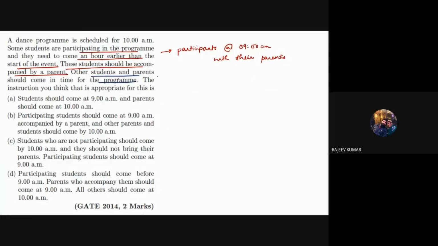What is given here tells that all students, all others, at 10 a.m., which is the program time. So participating students should come at 9 a.m. accompanied by the parent, and other parents and students should come by 10 a.m. So this is the correct answer. It is a very simple question, you just need to make the effort to read it fully. It is 2 marks, okay, you have to note this. It is a 2 marks question.